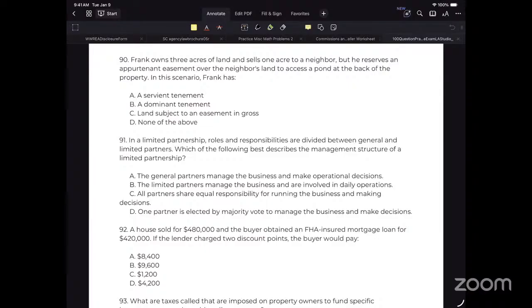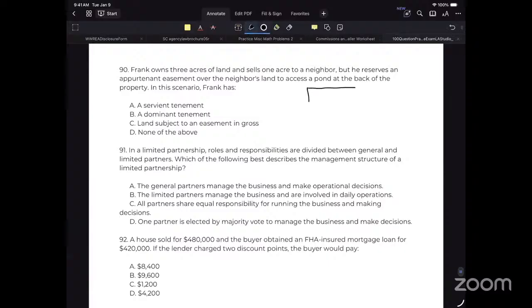Anybody can. 90. Frank owns 3 acres of land and sells 1 acre to a neighbor, but he reserves an appurtenant easement over the neighbor's land to access a pond at the back of this property. In this scenario, Frank has what? Okay, I want to draw this out. So we got Frank, who owns a property and sells 1 acre to a neighbor. That's the neighbor, but he reserves, okay, this is the pond, an appurtenant easement over the neighbor's land to access a pond at the back of the property.